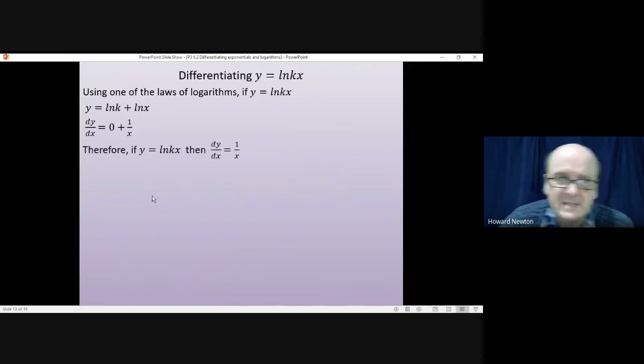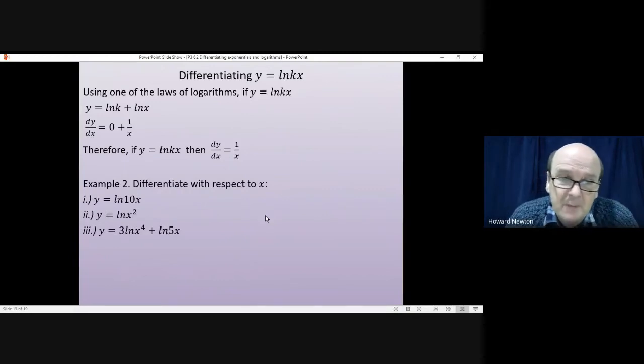Now what that means is, if y equals log kx, it doesn't matter what k is, I'll always get the same answer. So if I differentiate log 2x, the answer is 1 over x. If I differentiate log 5x, then dy by dx is 1 over x. Log of minus 7x, if I differentiate it, I'll get 1 over x. It does not matter what this constant is. You always get the same answer, which is quite surprising.